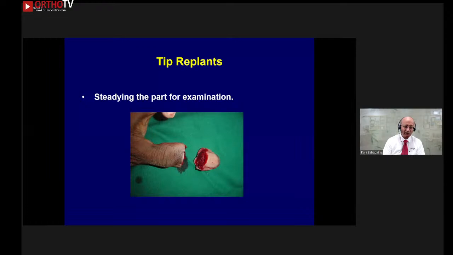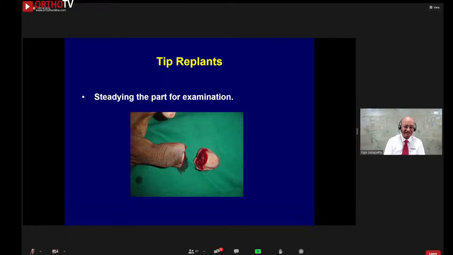So technically, what are the important things? Once you decide to do it, say here is a tip replant, the amputation of the thumb tip. And if you ask me what I mean by a tip, that is the part that is distal to the insertion of the flexor and the extensor tendon. So that means there's no tendon. The joint is still there.